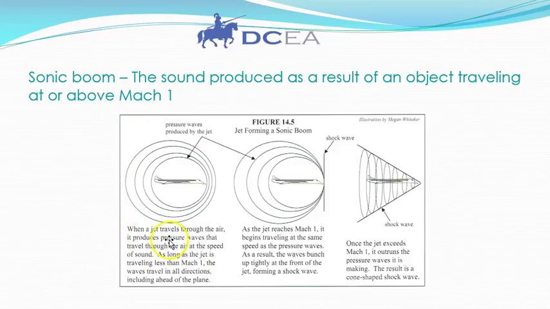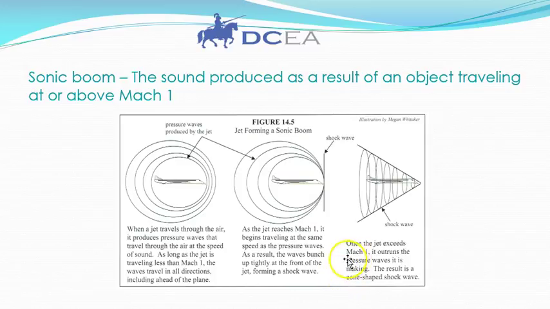When a jet travels through the air, it produces pressure waves that travel through the air at the speed of sound. So here's this jet traveling, it's producing these waves. As long as it's traveling less than Mach 1, the waves travel in all directions, including ahead of the plane, so they surround the jet. As the jet reaches Mach 1, it begins traveling at the same speed as the pressure waves, and you can see that the wave actually begins here at the nose of the jet. As a result, the waves bunch up in front of the jet.